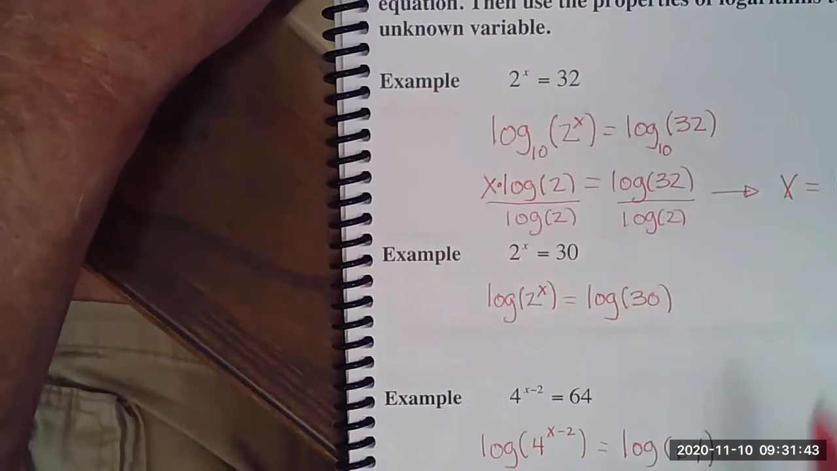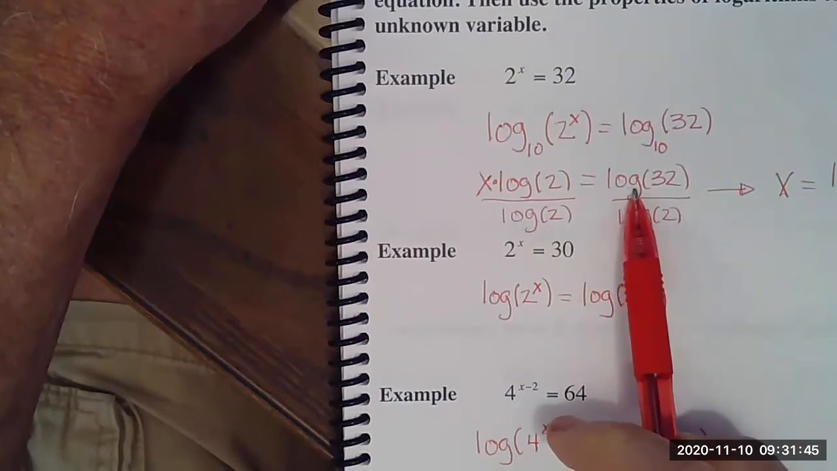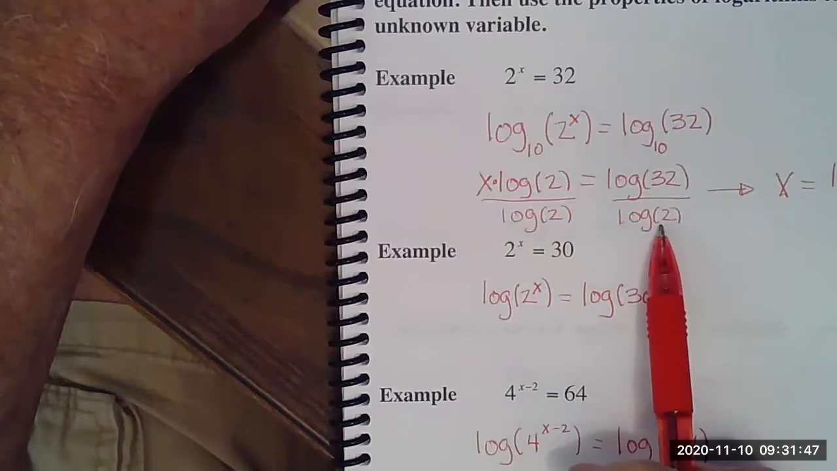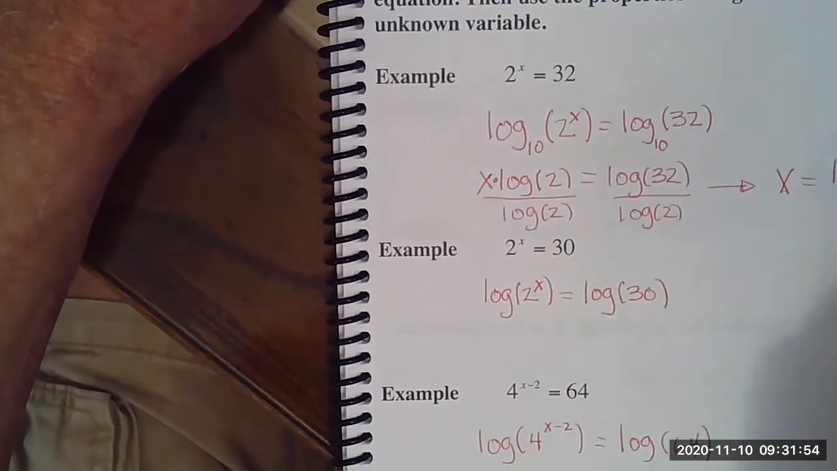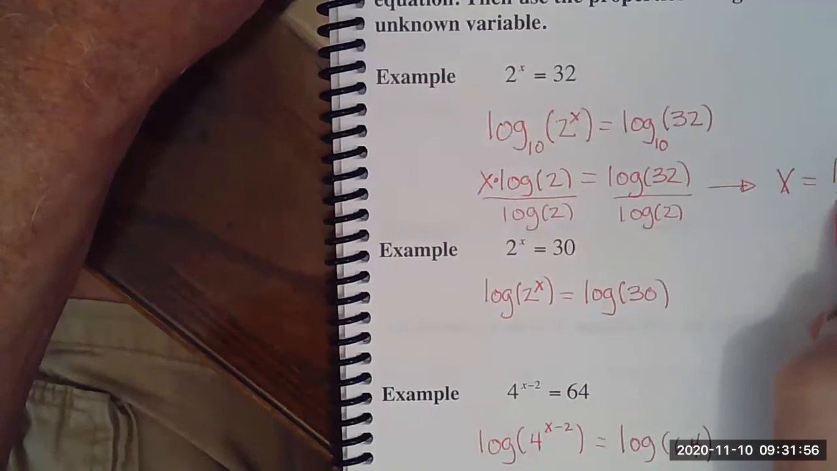Okay, got to make sure. You can't say log 32 over log 2 is log 16. Totally incorrect. You can't do that. So what do you do, Jeff? You just plug it in the way you see it.